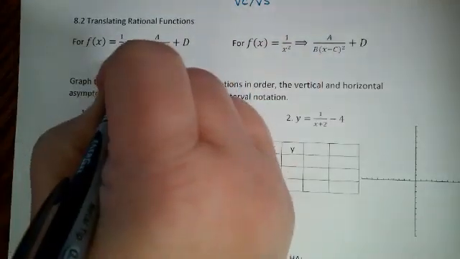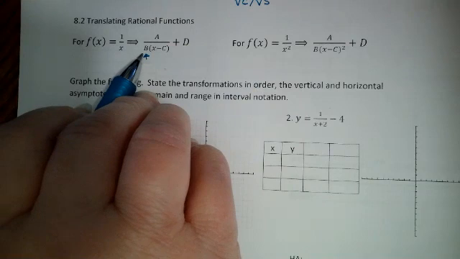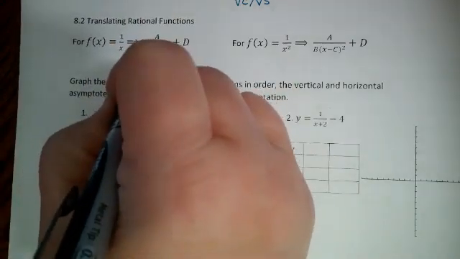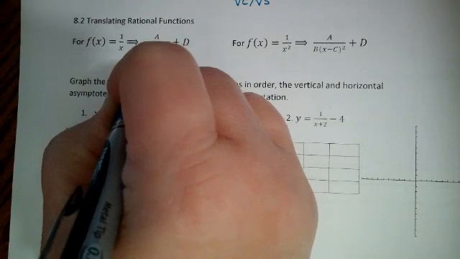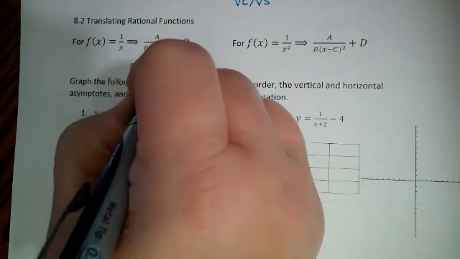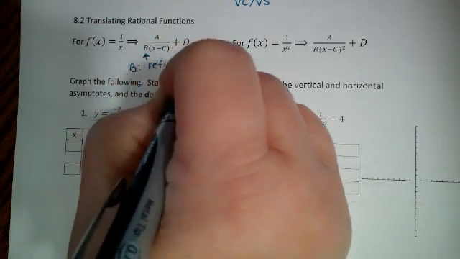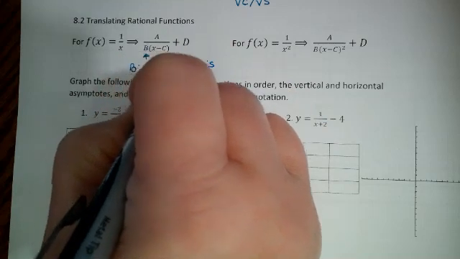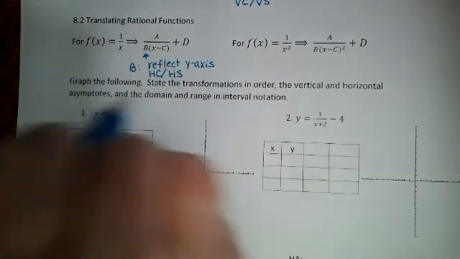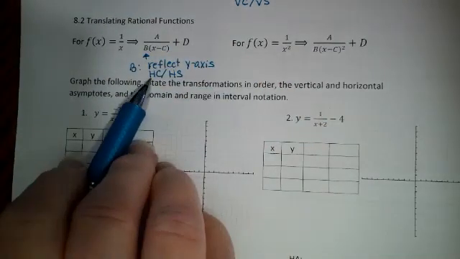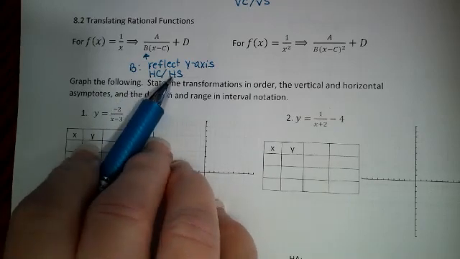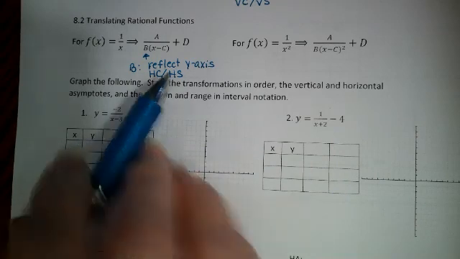B is still the same. You must factor out your B. B would be a horizontal reflection, a reflection over the y-axis, or it would be a horizontal compression or a horizontal stretch. And remember, that's opposite. So if it's a 2, it's a compression by a half. If it's a 1/3, it's a stretch by 3. So remember, those are still opposites.